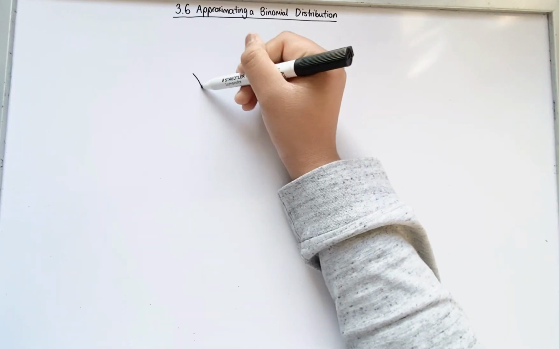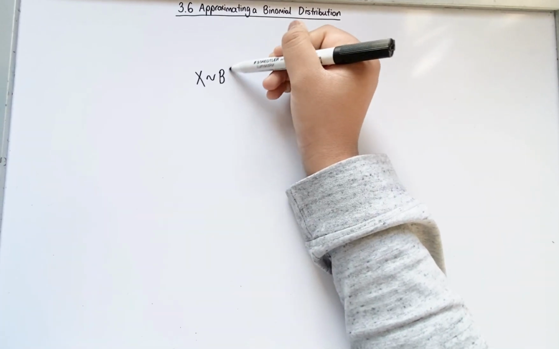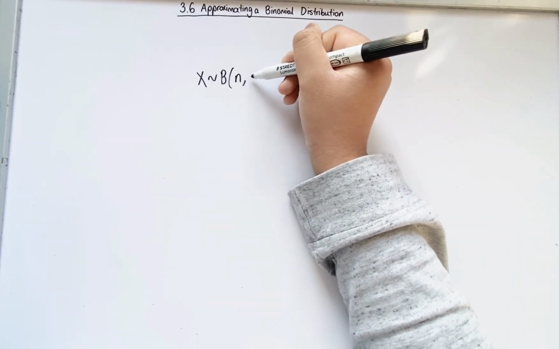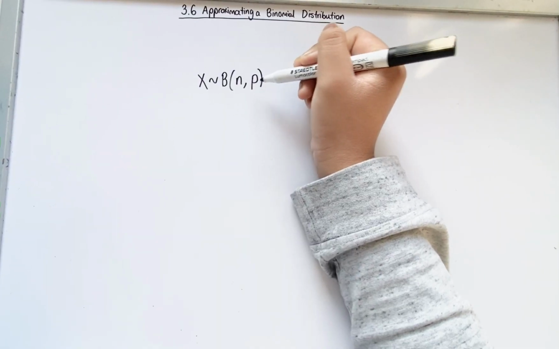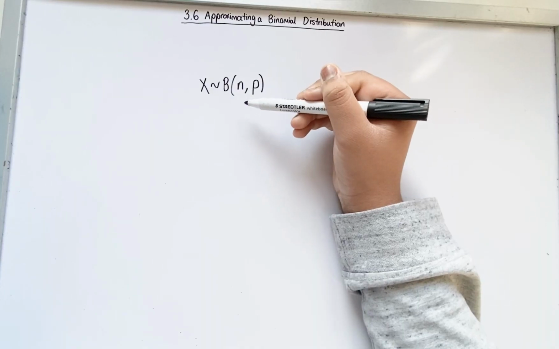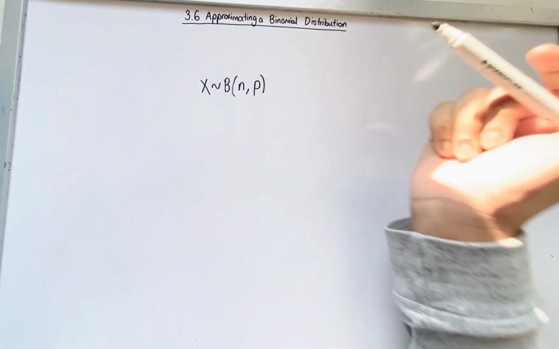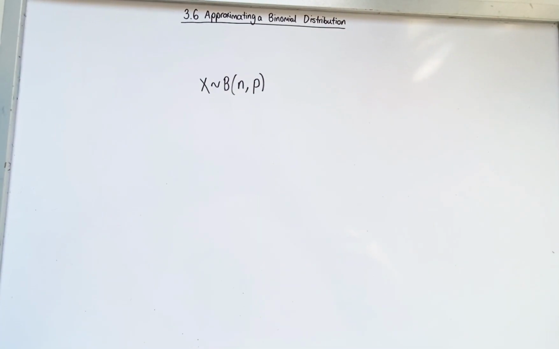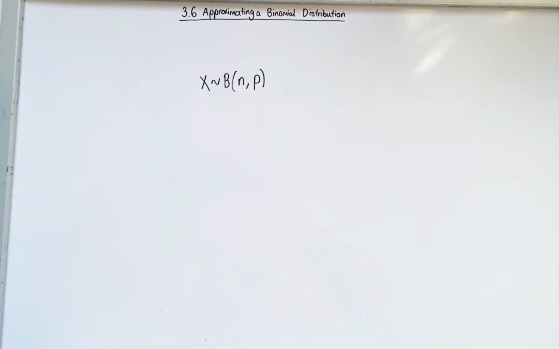Lesson 6. Approximating a binomial distribution. Consider the binomial random variable X, which follows the binomial distribution with n number of trials and a chance of success p. If we had to calculate probabilities for values of x where n is quite large, it can be quite difficult. In some circumstances, you can approximate a binomial distribution using a normal distribution.